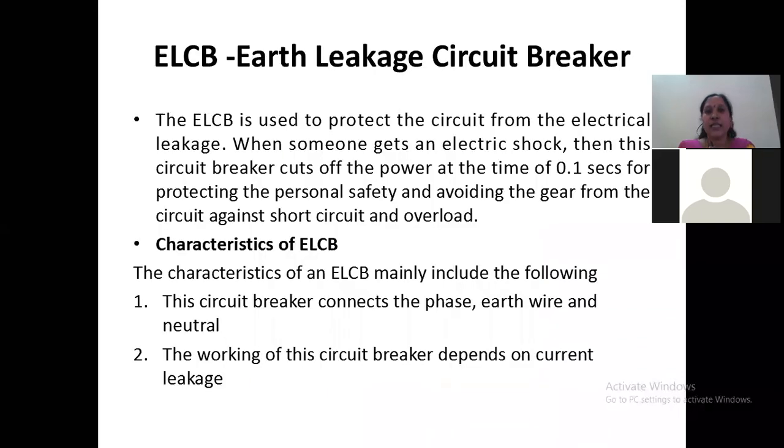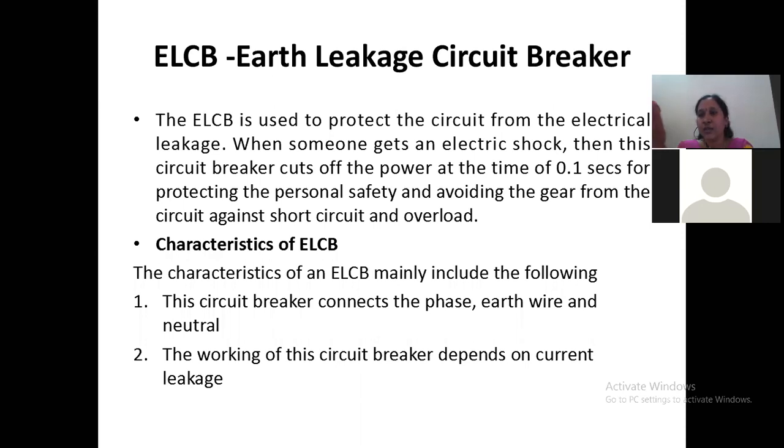Next, coming to the earth leakage circuit breaker. The earth leakage circuit breaker is used to protect the circuit from the electrical leakage. The name indicates that it is going to prevent the leakage. Not preventing the leakage, it is going to protect the circuit from the leakage. So when someone gets an electrical shock, this circuit breaker cuts off the power in 0.1 second, for protecting personal safety and protecting the circuit against the short circuit and overload. This particular ELCB is used.